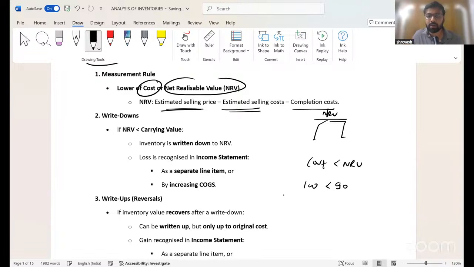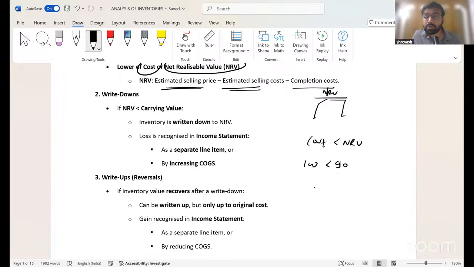That means I will have to write down my inventory, because inventory is measured as per IFRS at cost or NRV, whichever is lower. So I will have to write down my inventory. Currently, inventory in my books is shown at what? It's shown at 100.